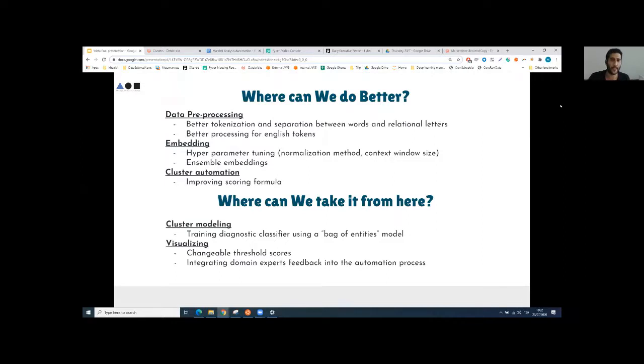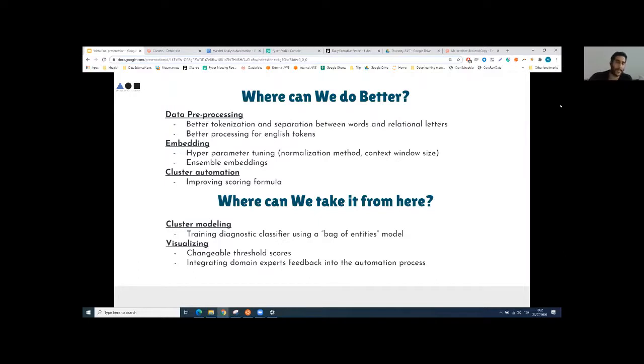So for now, we have two questions. Where can we do better? And where can we take it from here? About the data pre-processing, we can do better tokenization and separation between words and relational letters. We can also have better pre-processing for the English tokens. We focused on the Hebrew ones. About embedding, we can do even more hyperparameter tuning. We can use different models. We can use an ensemble. And about the cluster automation, we can improve the formula to better represent how good the cluster is.